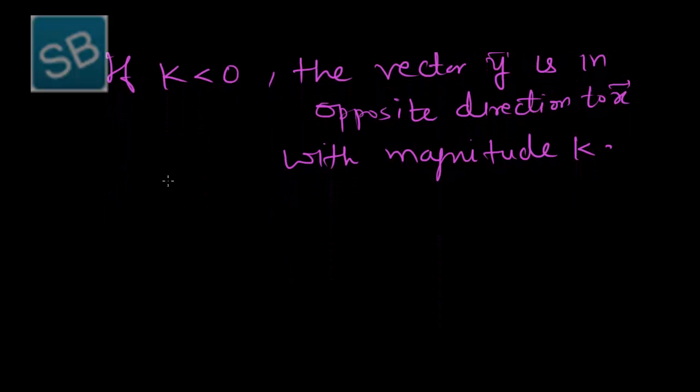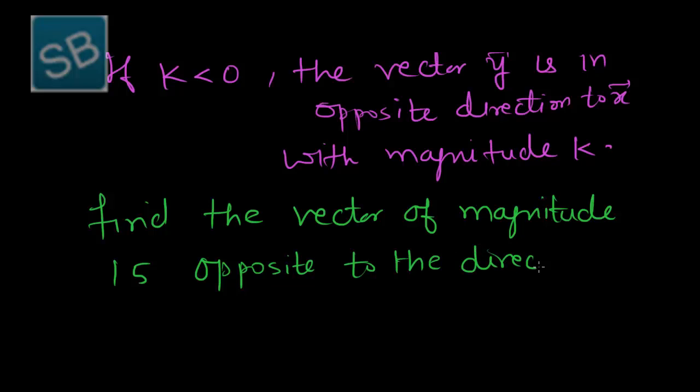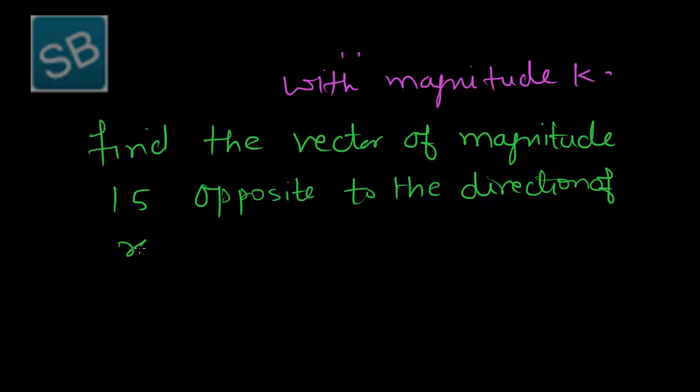So now we will solve an example. Find the vector of magnitude 15 opposite to the direction of vector x. So here we have to find a vector of magnitude 15, that is vector y, in the opposite direction of vector x.